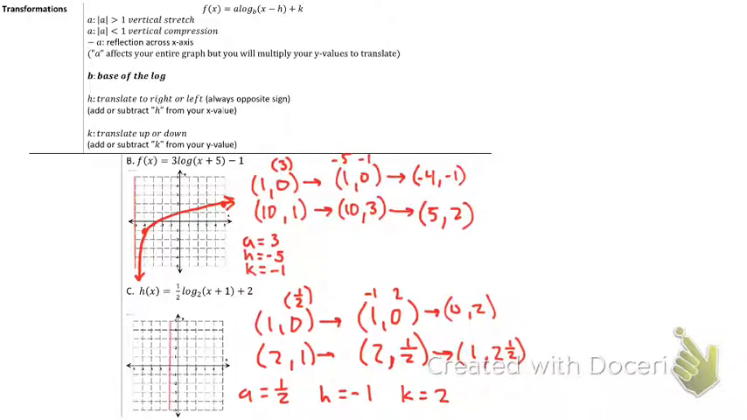And I plot my points. 0, 2. And 1, 2.5. So 2.5 is right there. So 1, 2.5. Keep the shape of an elbow, which is the log shape, cannot pass the vertical asymptote. There's our graph. That is it.